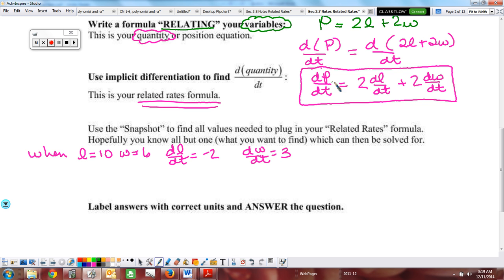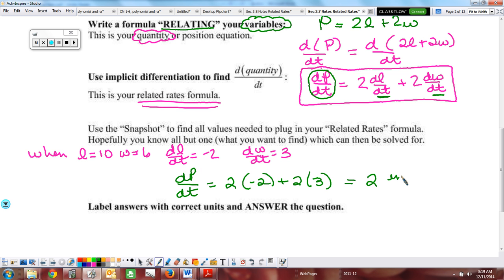So if you look in your formula up here, here's what you're looking for. And you have a formula. You need to plug in the items you're missing, which you have listed from your information above. So dP/dt would be 2 times -2 plus 2 times 3. It's a plug and chug at this point. You plug in all the information you know, and then you're like, oh, here we go. This would be -4 plus 6, or 2. Our units would be inches per second.